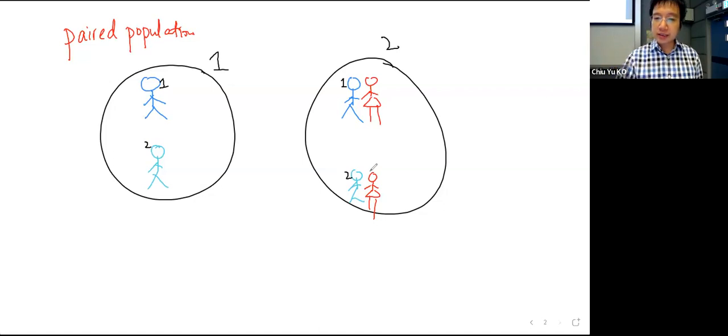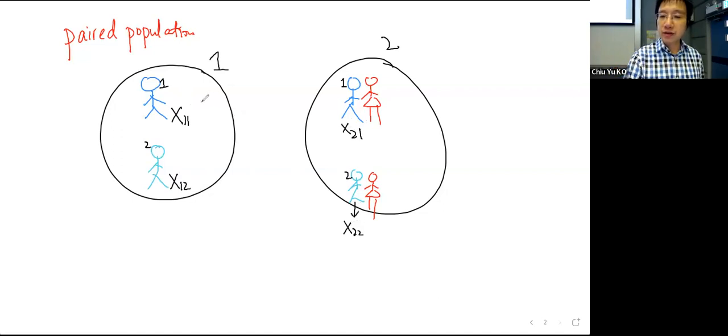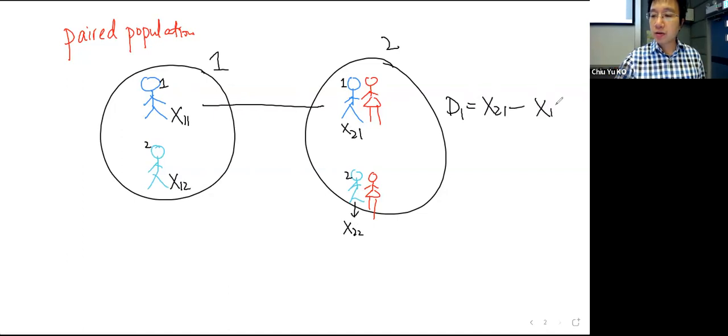And what we care about is this number. The notation we have is x11, and x21. How much he spent is x12, and how much he spent is x22. What we care about is the difference, because we can pair exactly who is who. So what we care about is D1, which is x21 minus x11, and D2 is x22 minus x12.